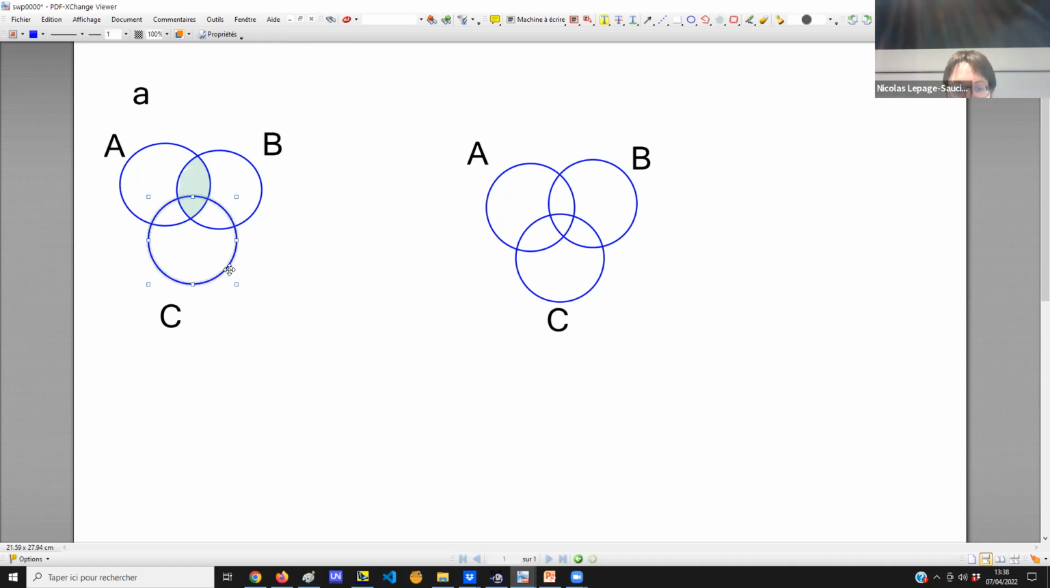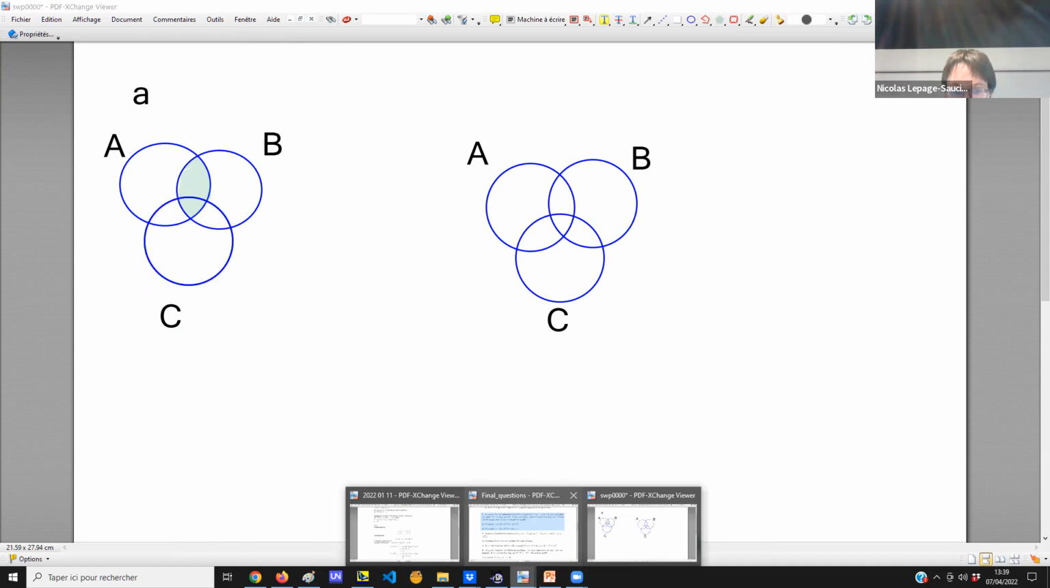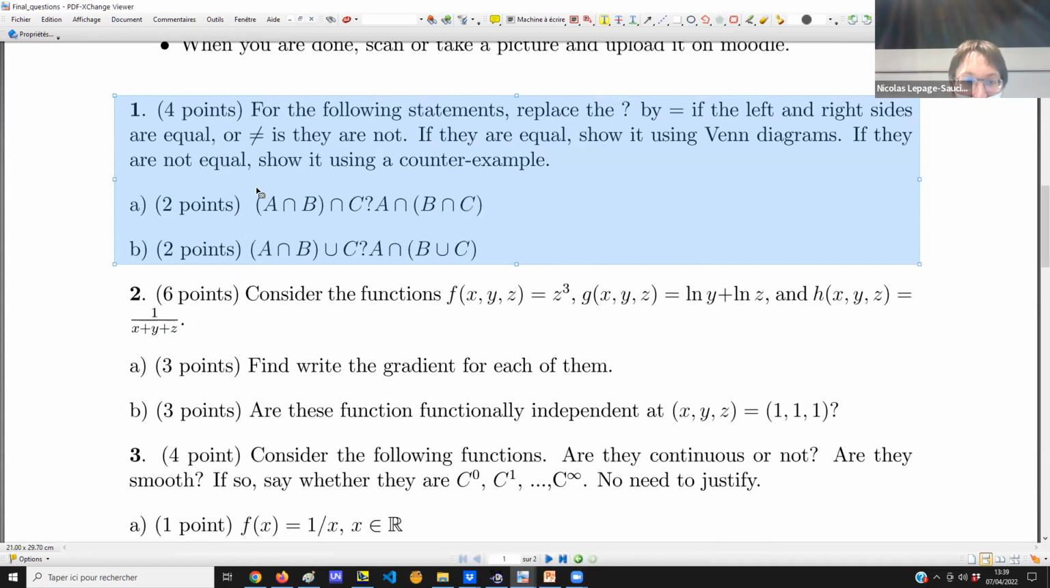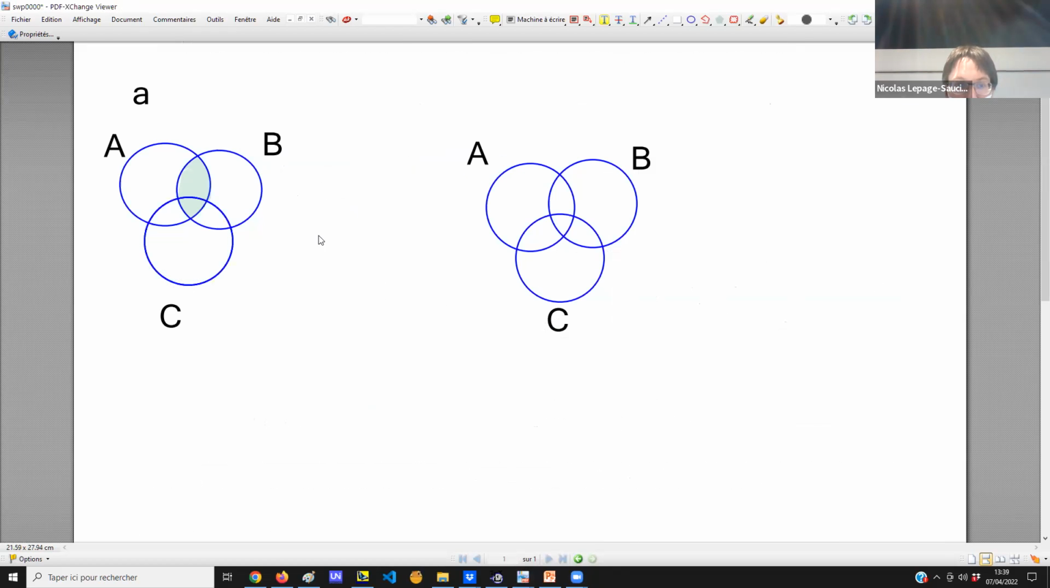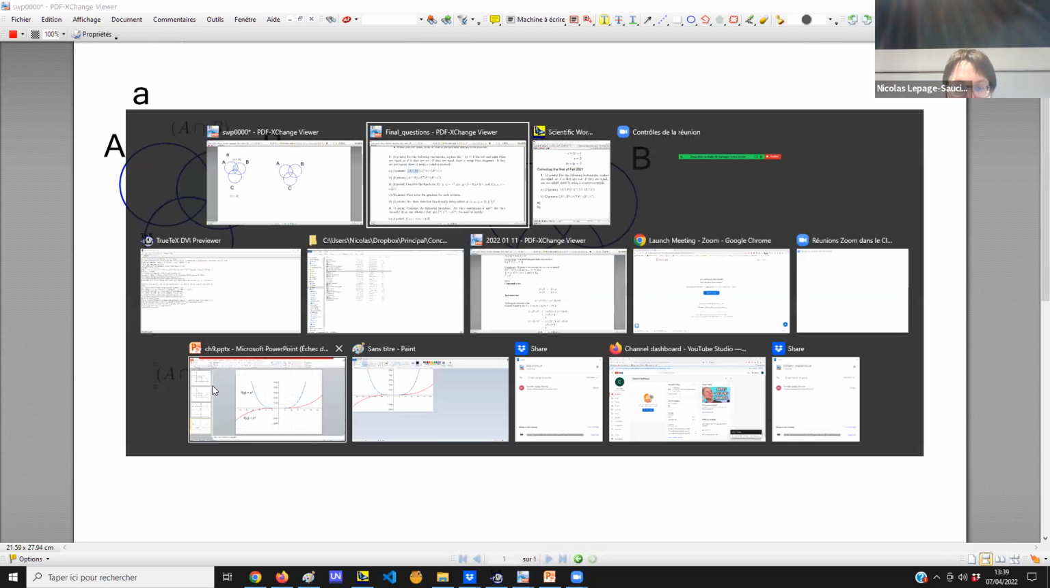So I should do this. This is not there yet. And then, yeah, no, let's just leave it this way. And then so that's A inter B, and then A inter B inter C. So the whole thing.